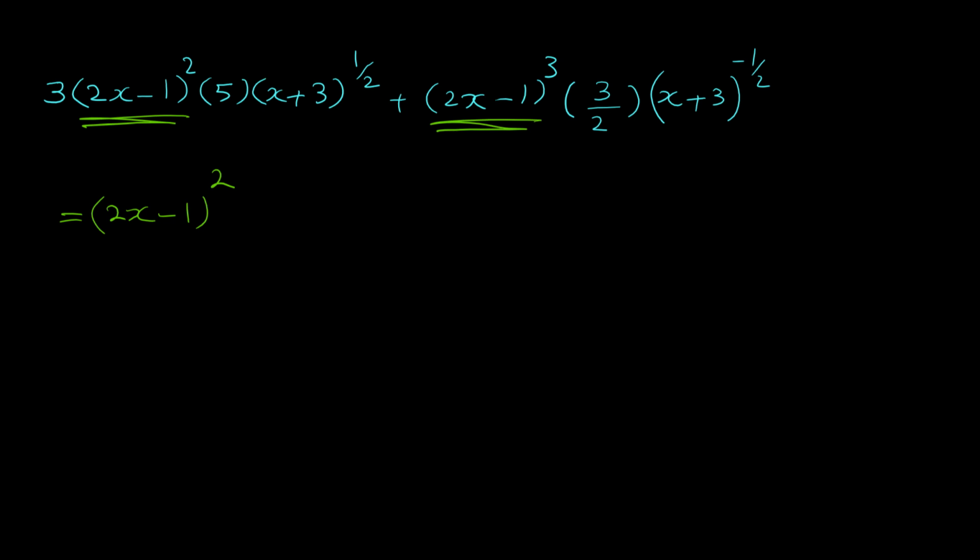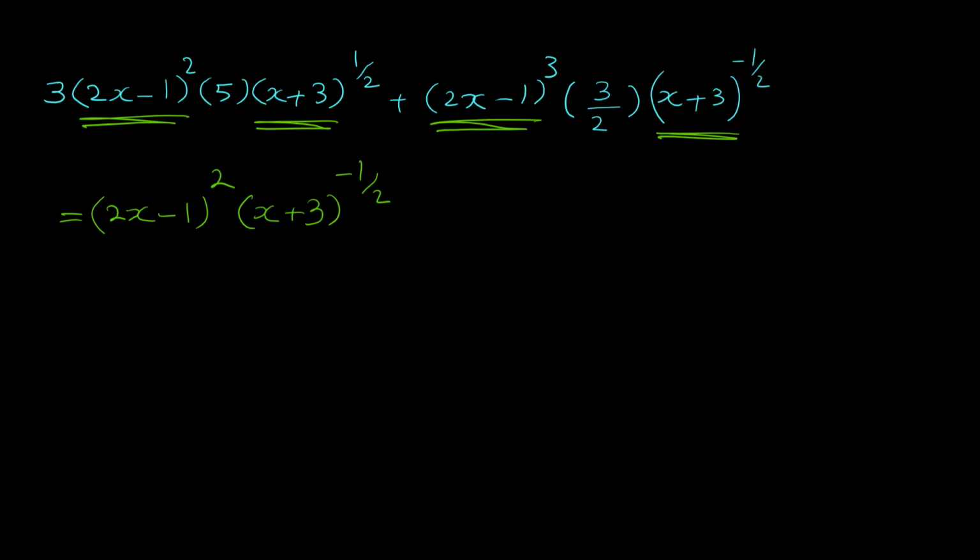Now let's take a look at x plus 3. Here we have x plus 3, here we have also x plus 3. In the first part we have x plus 3 to the power of 1/2, but in the other term we have x plus 3 to the power of -1/2. So what power can we factor? The smallest, and the negative is the smallest. So we can factor x plus 3 to the power of -1/2.